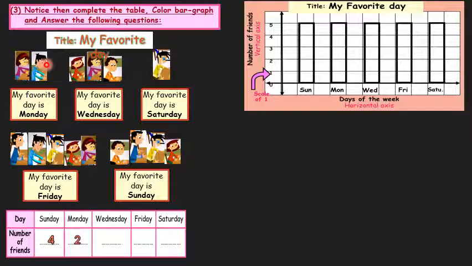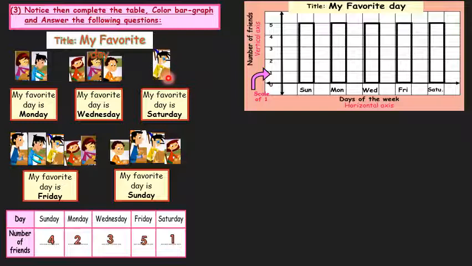How many friends like Wednesday? 1, 2, 3. So the answer will be 3. How many friends like Friday? Let's count with me. 1, 2, 3, and 4, and 5. So the answer will be 5. How many friends like Saturday? Only one likes Saturday. So we can say we organized this data inside this table.